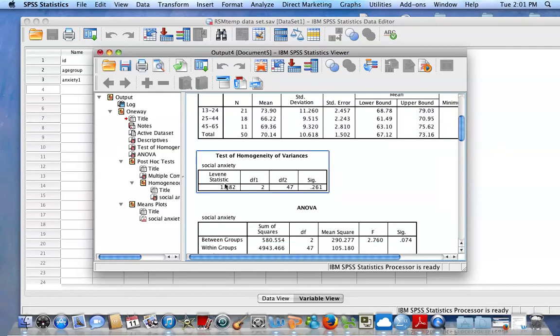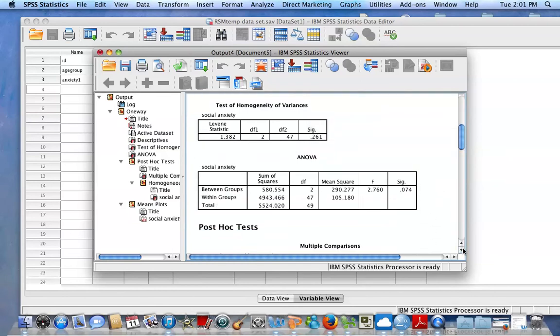Our Levene's test of homogeneity of variance has a value of 1.382, and its significance is greater than 0.05, so that's good. It means we can proceed and look at our ANOVA results, having some assurance that the variances are approximately equal between groups. We can see here that the standard deviations are pretty similar, so our Levene's test is good. So then let's go and look at our ANOVA box.